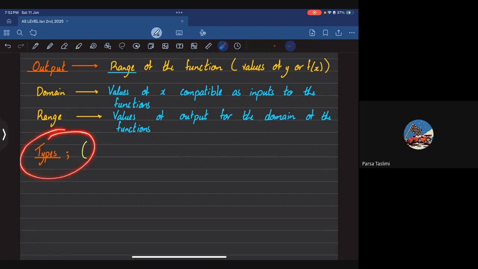That is what we're going to do right now. In the types, we're going to go through whether it's a one-to-one function, a many-to-one function, or a one-to-many function, and how to determine whether it's a function or not as well, or whether it's some sort of relation. But before we move on to types, one thing is for sure: inverse is only possible for a one-to-one function.